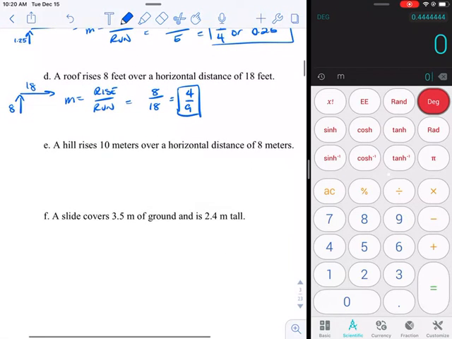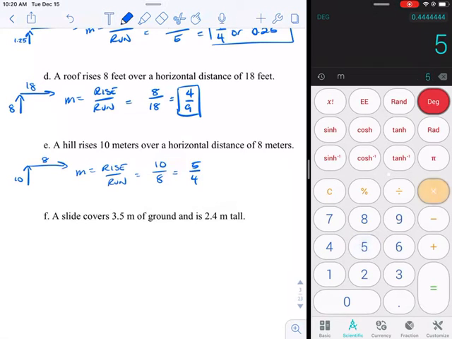Here's another one. A hill rises 10 meters over a horizontal distance of 8. So the slope is rise over run, which is 10 over 8. And you can reduce that to 5 over 4. And 5 divided by 4 is 1.25. So either of those answers are acceptable.